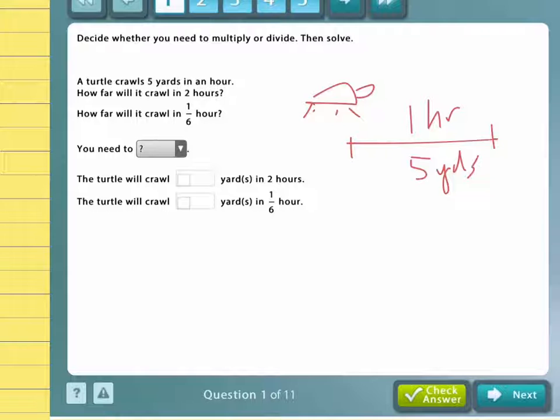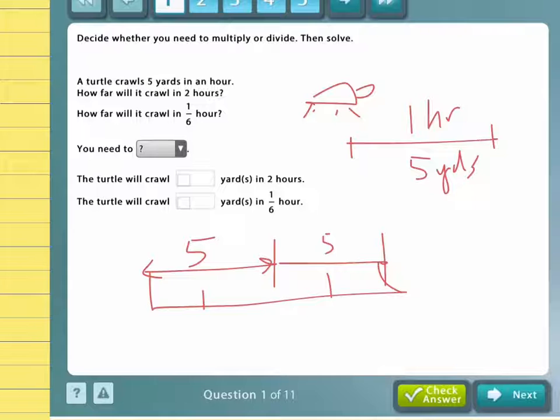So since I drew this picture, it's pretty easy to see that in 1 hour it's going to do 5 yards, and then in another hour it's going to do 5 yards because you have 2 hours total. So the turtle will crawl, this is 5 times 2, and that's going to equal 10 yards. So first answer is 10 yards.